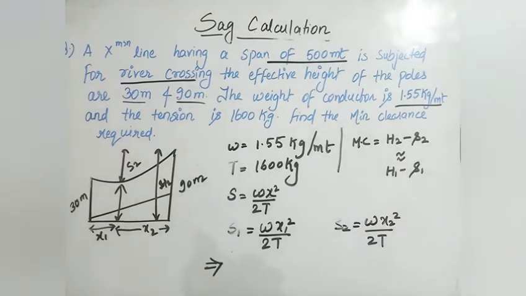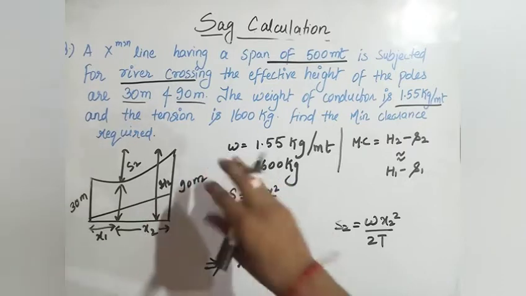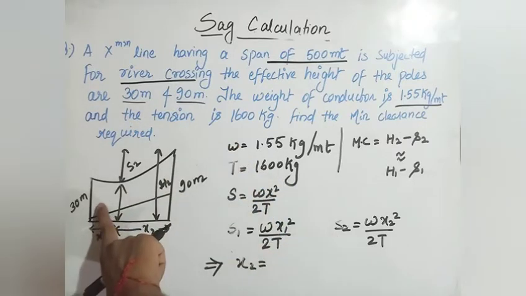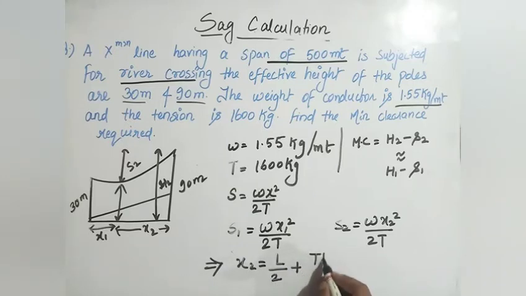Now to calculate these two sags, we need to find x1 and x2. You can easily recognize which one is greater, x2 or x1. x2 is greater, right? Because the height of this support is more than the height of this support. So x2 will be more than x1. So x2 is equal to L by 2 plus T H divided by W L.